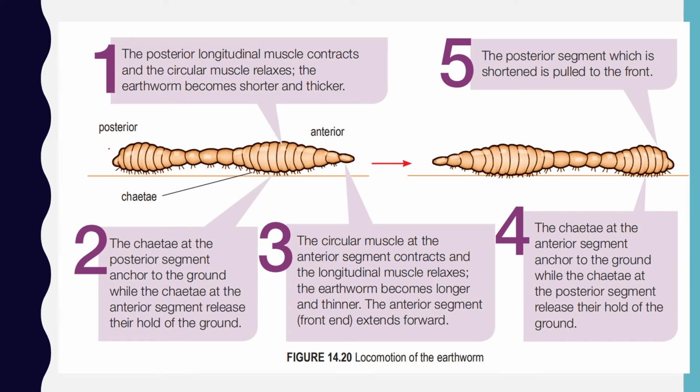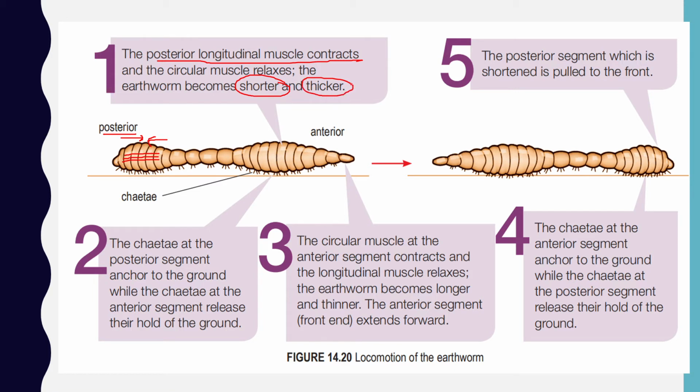First, we start by describing the posterior part, and that is the posterior longitudinal muscles. Okay, posterior longitudinal, jadi di bahagian belakang ataupun posterior, if this longitudinal, jadi kita bayangkan otot yang memanjang ini. It says this muscle contracts. Okay, it contracts, that means it gets shorter. Dia memendek. Okay, bila otot memanjang ini memendek, so you will see the earthworm becoming shorter and also thicker.